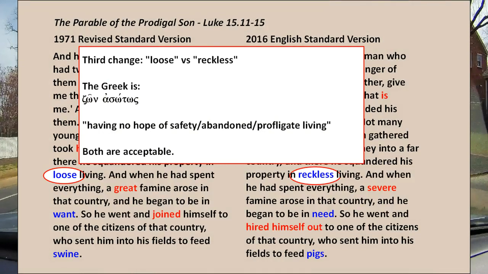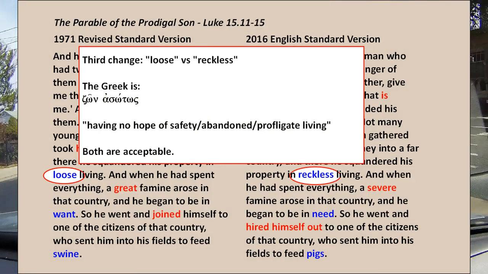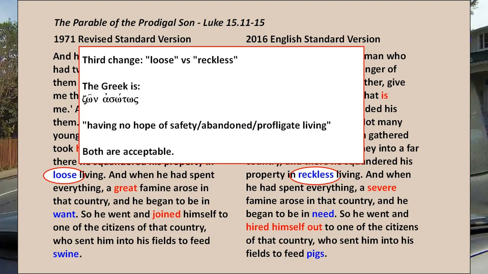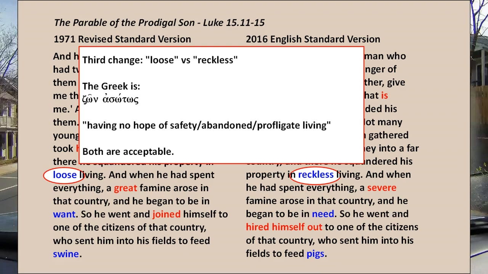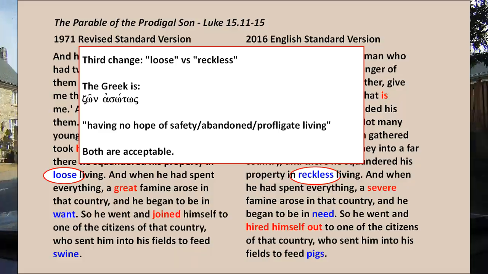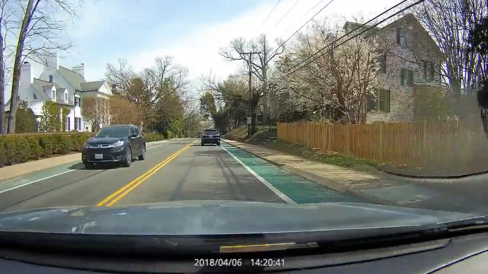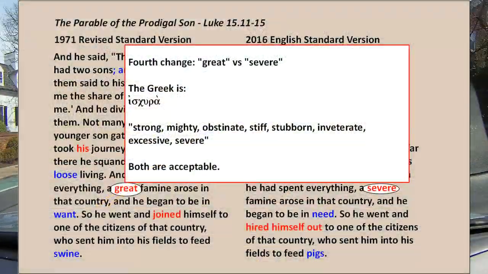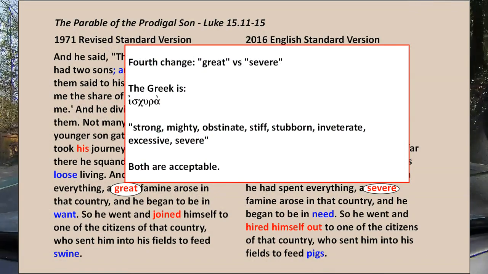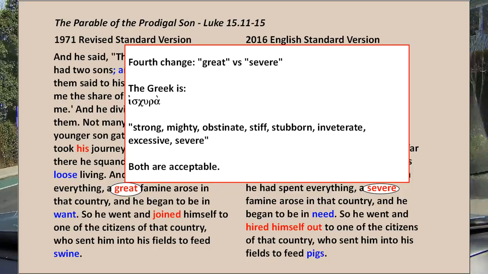Continuing, we look at the question of whether loose or reckless is a better translation in this point. And the Greek word means having no hope of safety, abandoned. So I think both are perfectly acceptable. Which is better, great or severe? The Revised Standard Version has a great famine. The English Standard Version has a severe famine. Both are perfectly acceptable. Again, it's a wash.